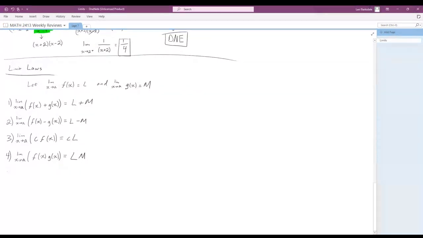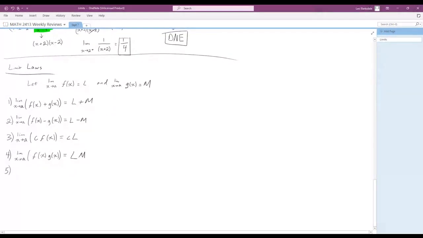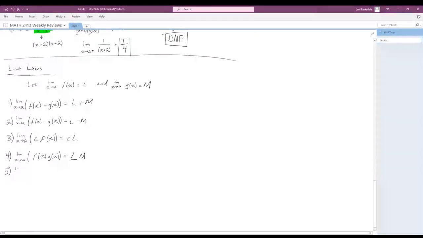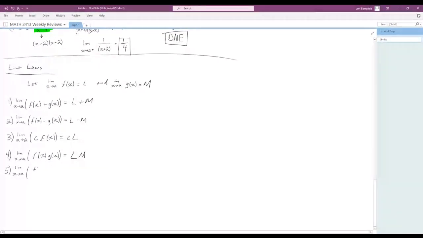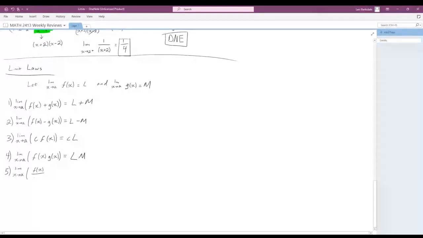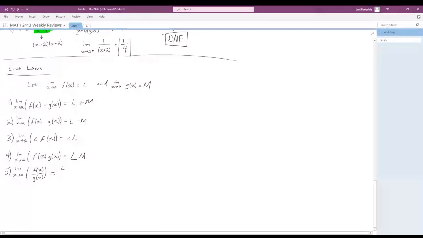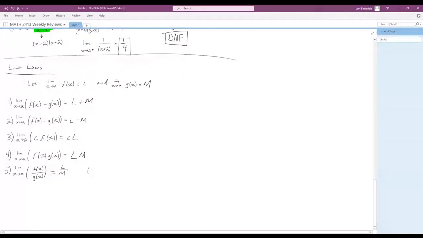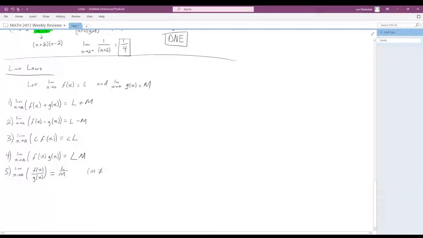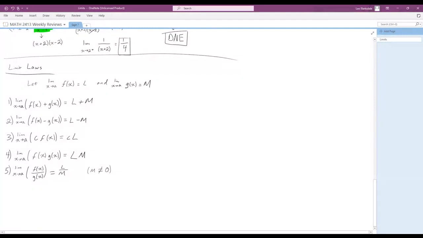And one more, basically related to the multiplication rule, we have the division rule. The limit of f of x divided by g of x this time. And this one would be exactly what you expect, L over M. And this is, of course, assuming that M is not equal to 0, because if M is equal to 0, well, then we run into problems because we can't divide by 0.